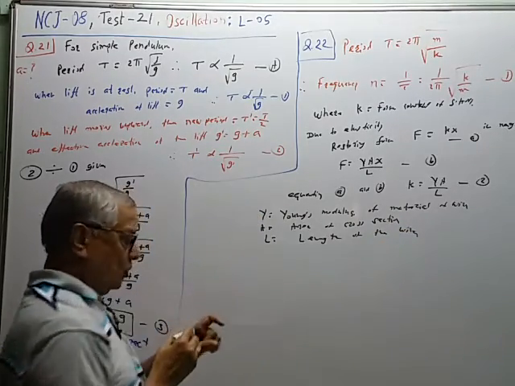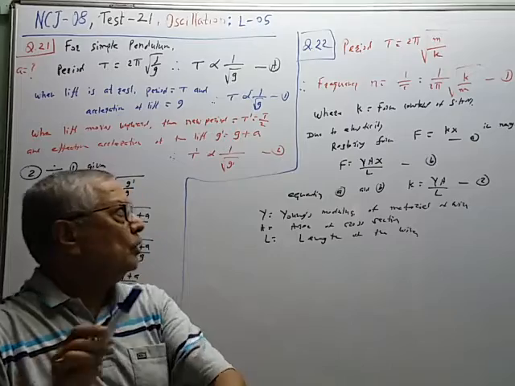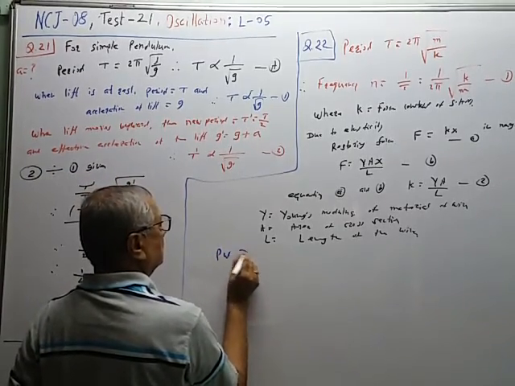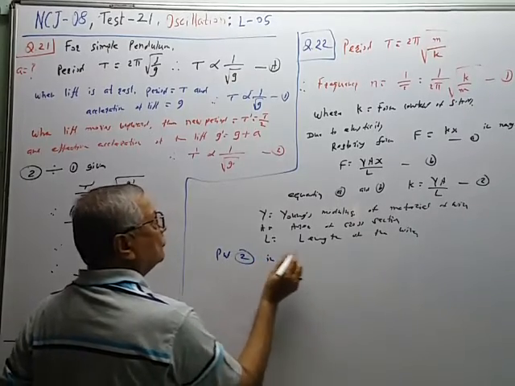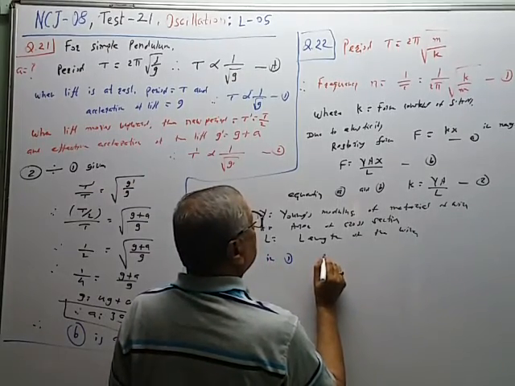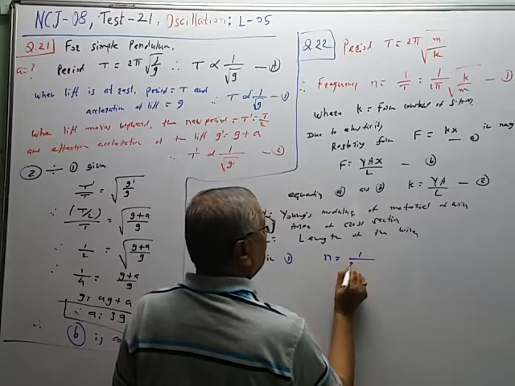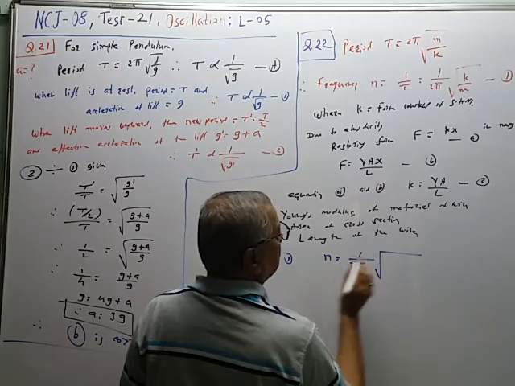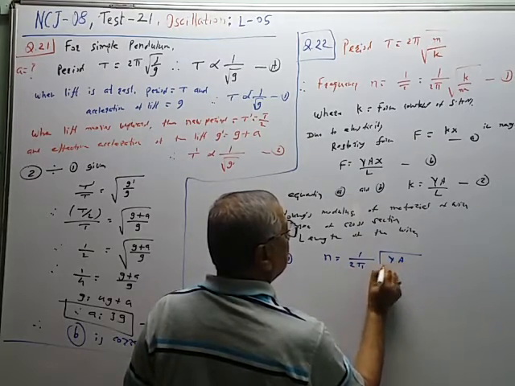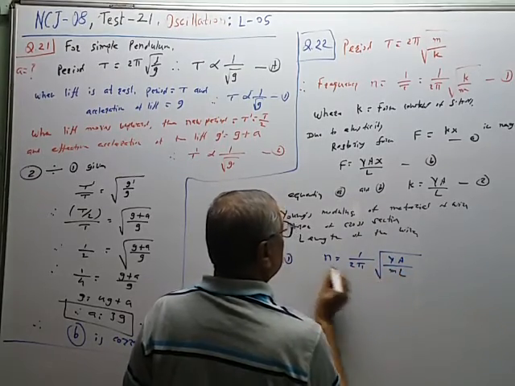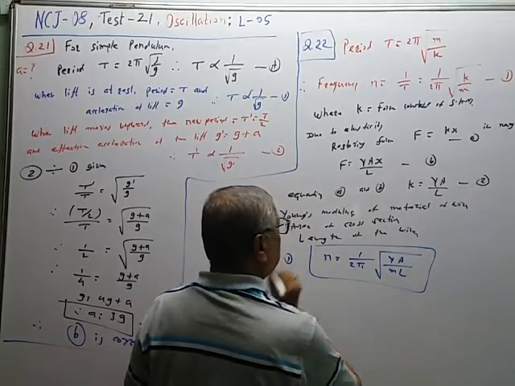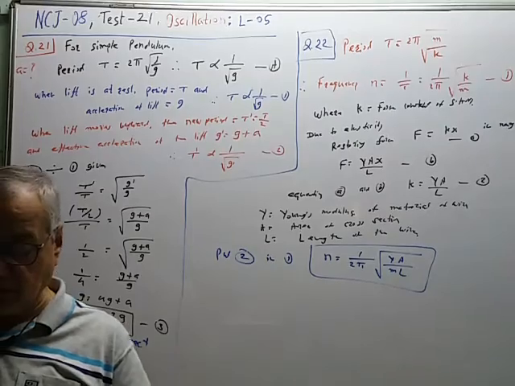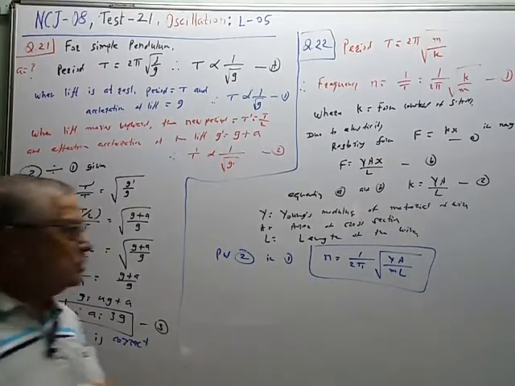So put 2 in 1, therefore frequency n is equal to 1 upon 2 pi multiplied by under root of Y A upon L m, with k replaced by Y A upon L. So this is the correct relation. Frequency of oscillation n is equal to 1 upon 2 pi multiplied by under root Y A upon m L. So choice A is correct.